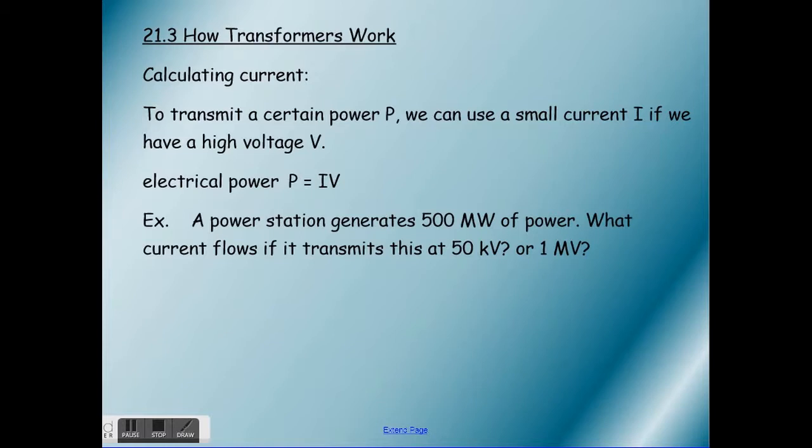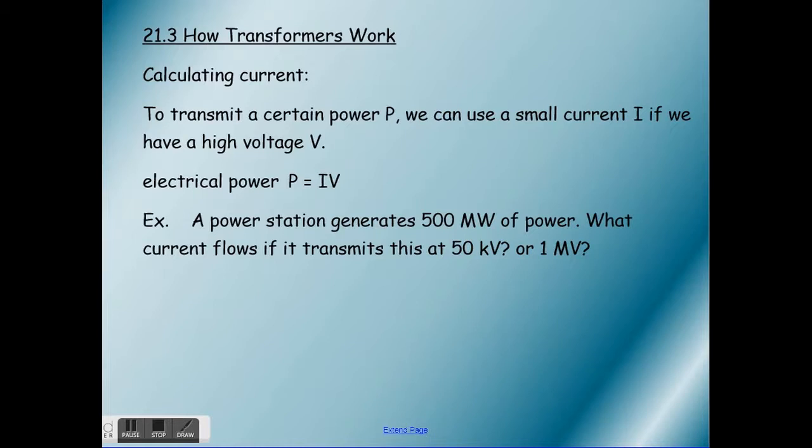So calculating current. Okay. To transmit a certain power, we can use a small current as long as we have a high voltage. So the formula for electrical power is P equals IV, I being current, V being voltage, P being power. So for example, a power station generates 500 megawatts of power. What current flows if it transmits this at 50 kilovolts?